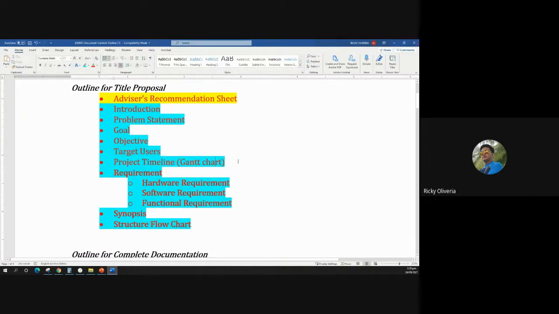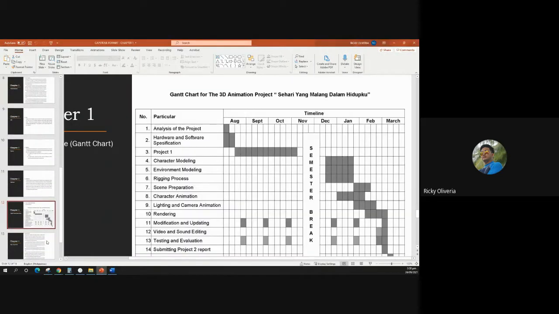Okay? Then last is the project timeline. Oo. 'Di ba nagpa-project management na kayo, tama? May project management na kayong subject ngayon. So most probably you already have the project the Gantt chart, no? So 'yan, kasama 'yan. So ano ba itsura ng Gantt chart? Ito siya. Yan.